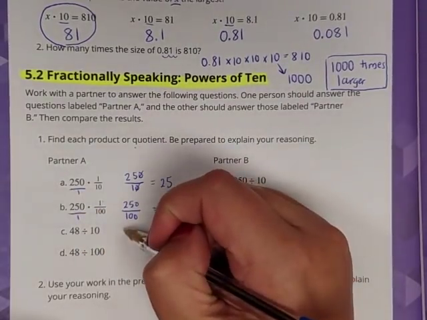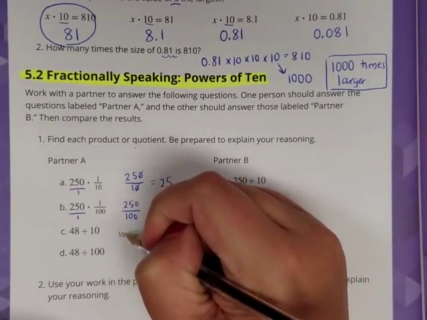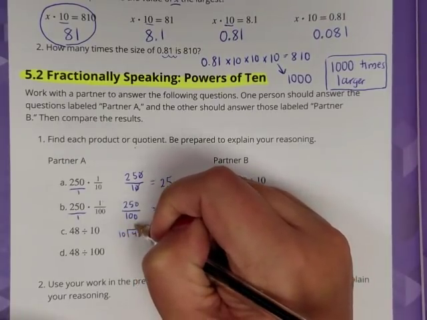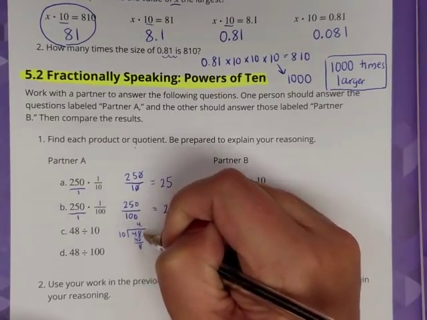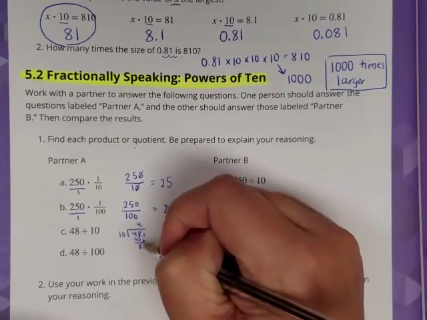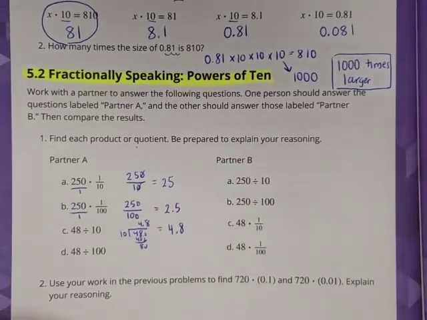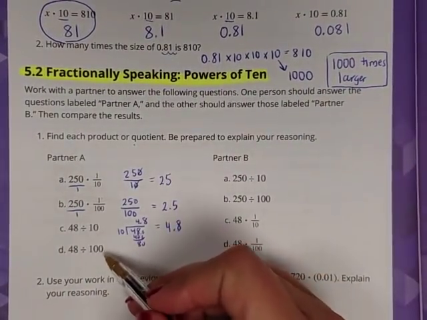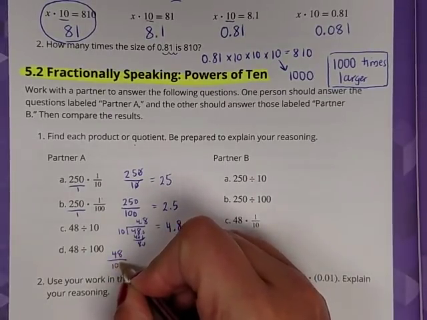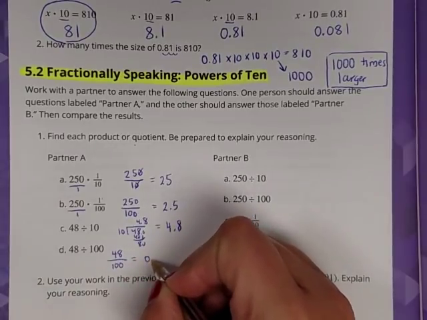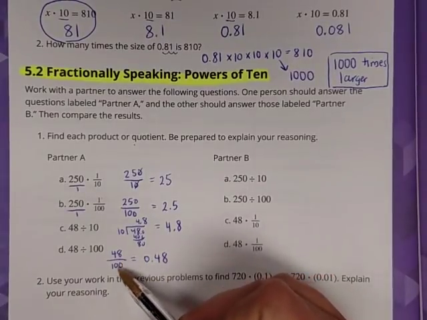48 divided by 10. If you want to do long division, you can. 10 goes into 48 4 times. Ten goes into 8 times, so then I get 4.8. So just another method of how to do this. And then here, 48 divided by 100, or I can write it as 48 hundredths. And 48 hundredths is written as 0.48. So just another method. I could have done long division. I just wrote it in fractional form.